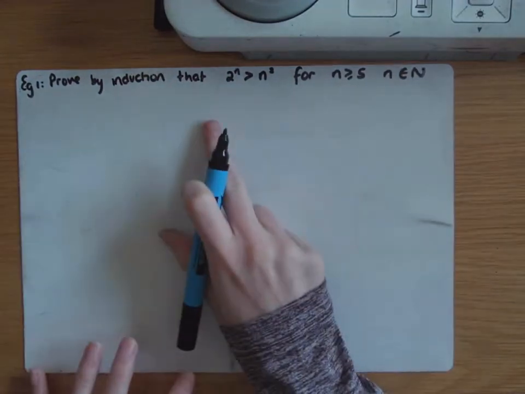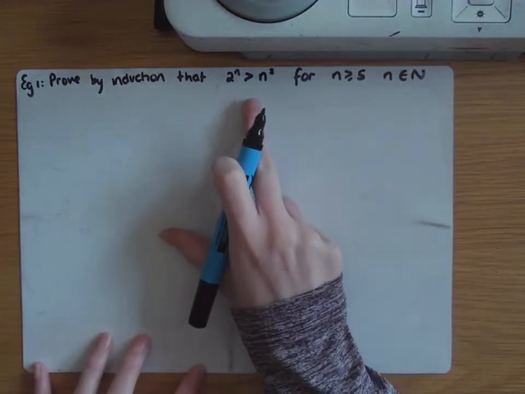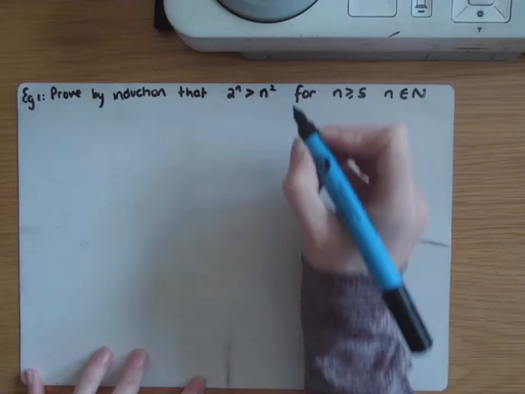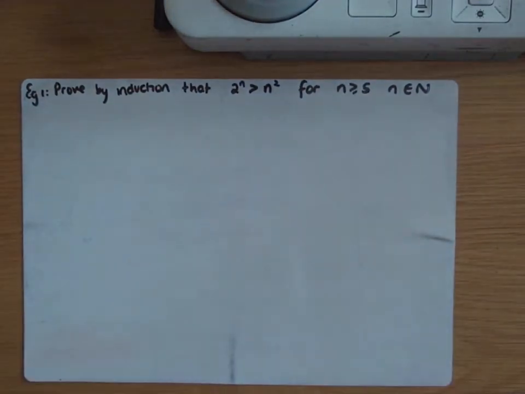Okay, prove by induction that 2 to the power of n is greater than n squared for n greater than or equal to 5. In this scenario n is greater than or equal to 5. Before we always had n is greater than or equal to 1.